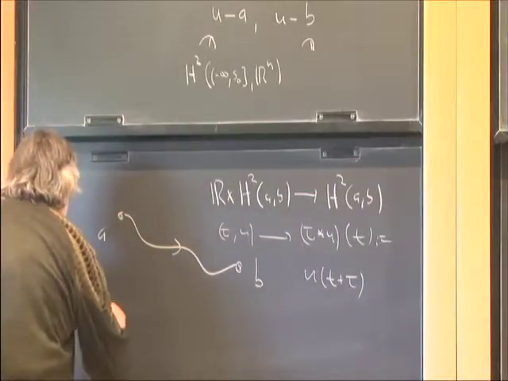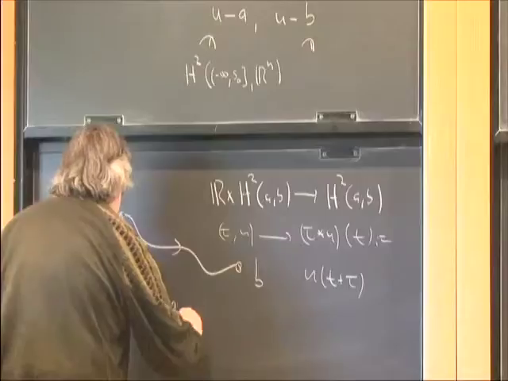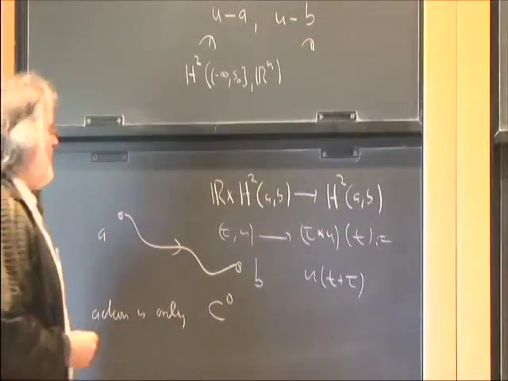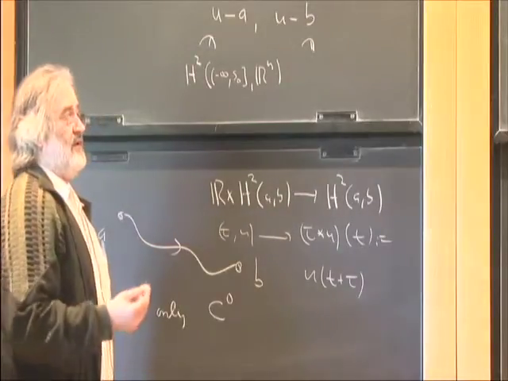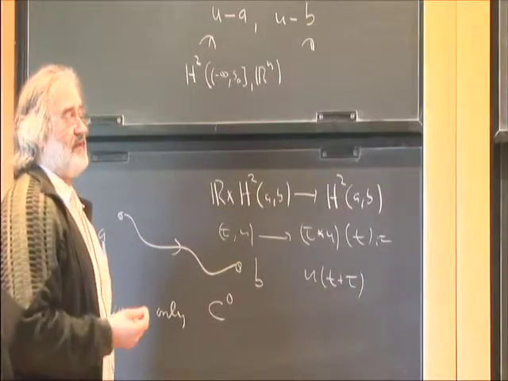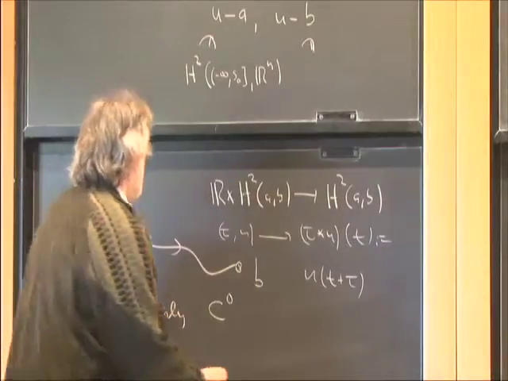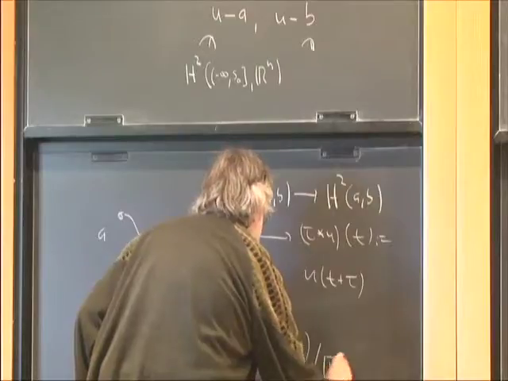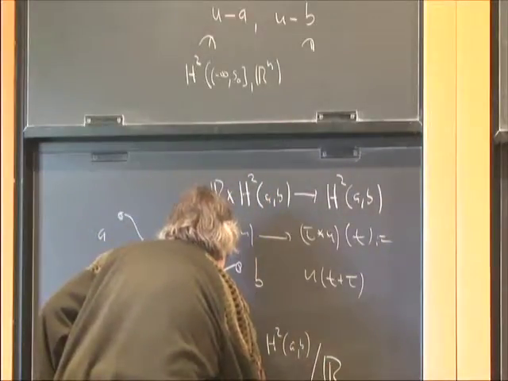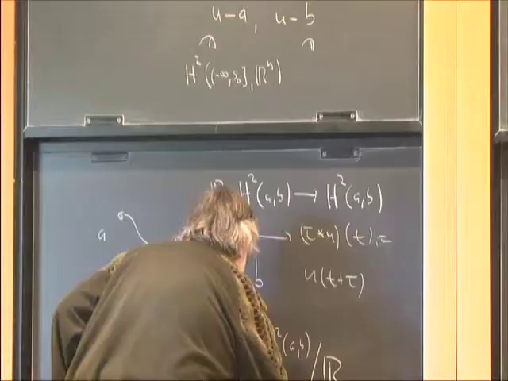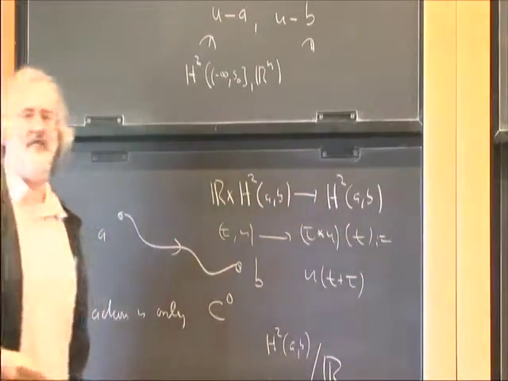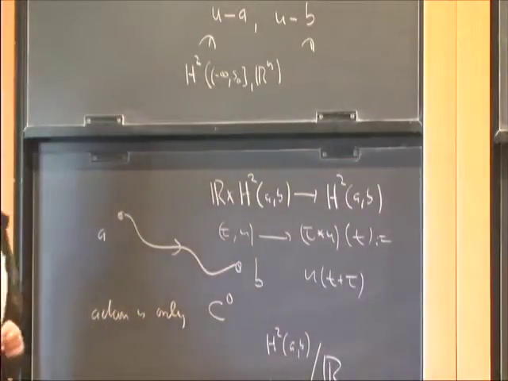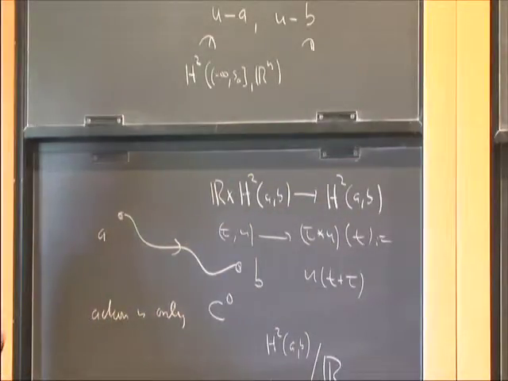So this action is only C0. So now, what is, for example, the structure of this space? It should be a C0 manifold, but maybe they already have to work a little bit. But is it better than that?